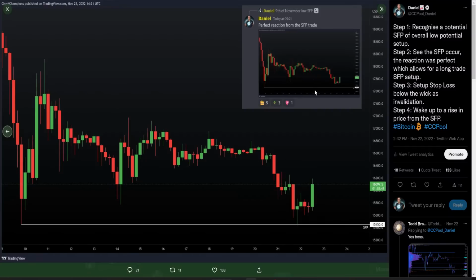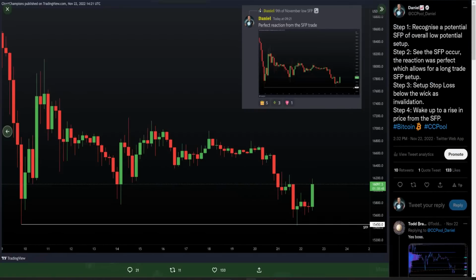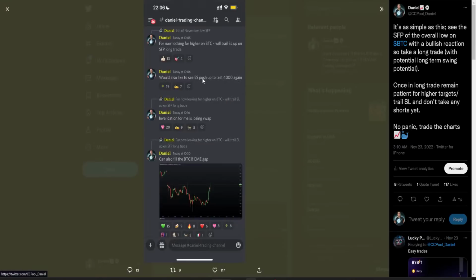Okay, and then we can start to see that really nice reaction. We're talking about quite a while later, the next day. It wasn't until the next day that we started to get this rise, but really the reaction was absolutely perfect from that swing failure pattern. Okay, myself and a few other champs managed to secure the profits on this trade. As we can see here, as we start to rise, it's a simple case for me of trading up the stop loss on the swing failure pattern long.